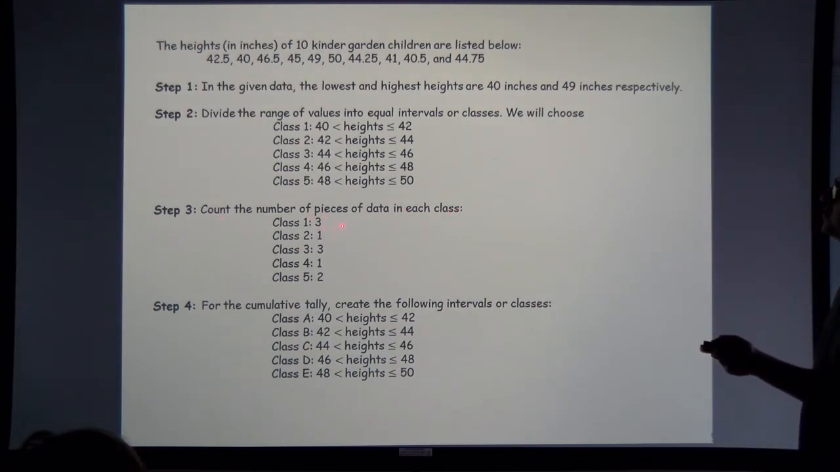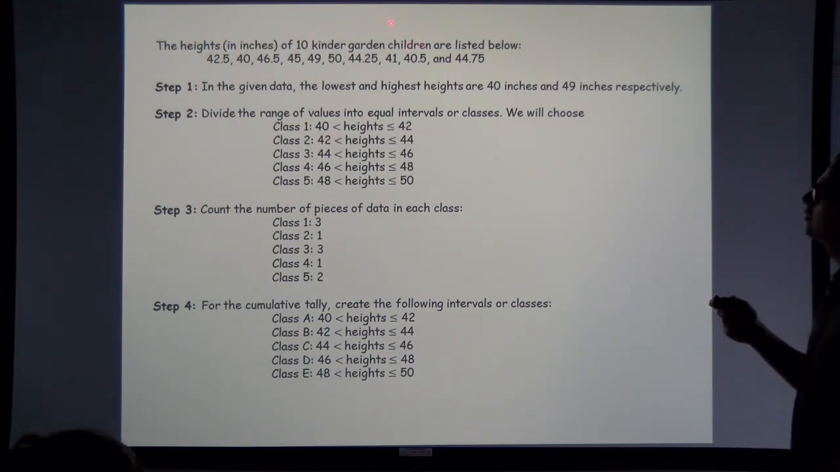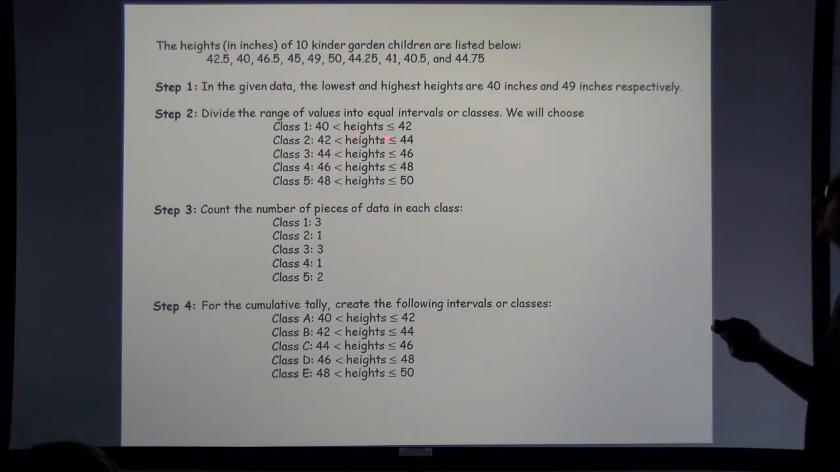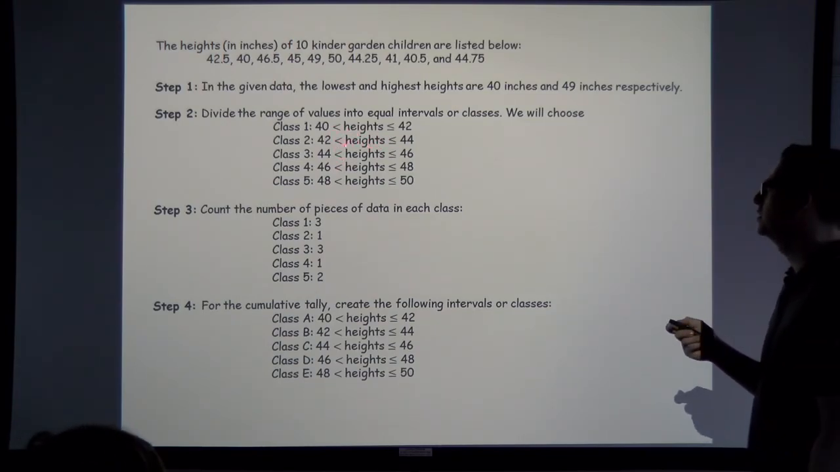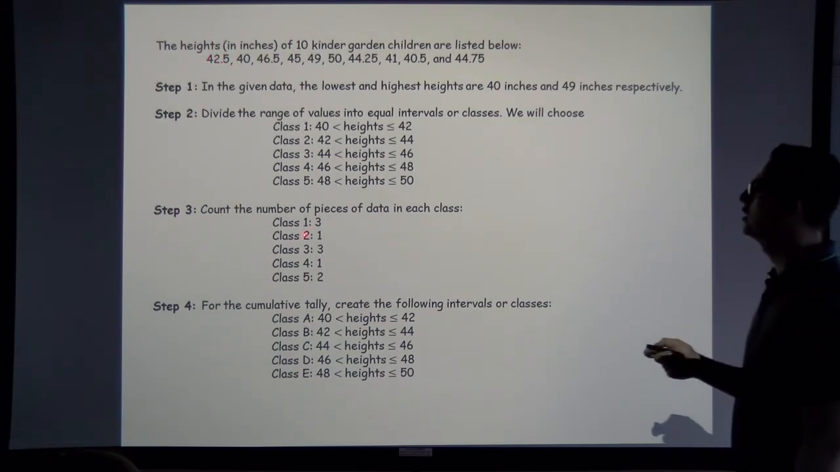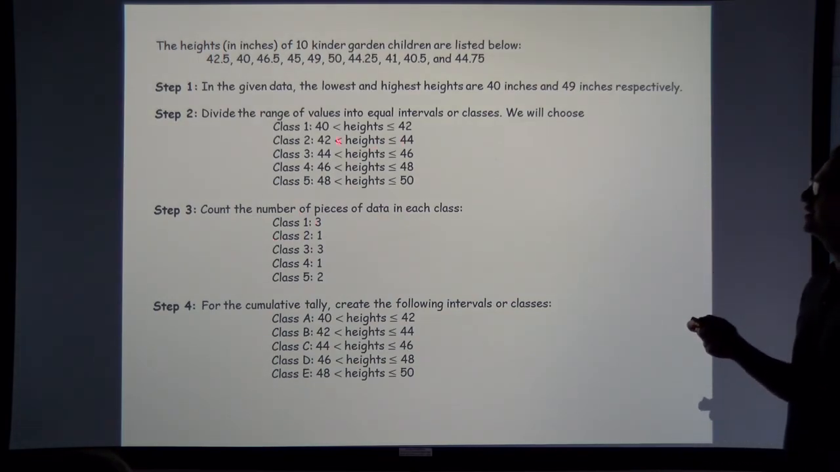Class 1 has 3, meaning there are 3 kindergarten kids that have a height larger than 40 but less than or equal to 42. We notice there's 1 right here, 1 right here, and 1 right here: 40, 41, and 40.5. For class 2, we have 1 student whose height is above 42 but less than or equal to 44. That student is right over here to the left. Our frequency is the number of students that fit into the category.